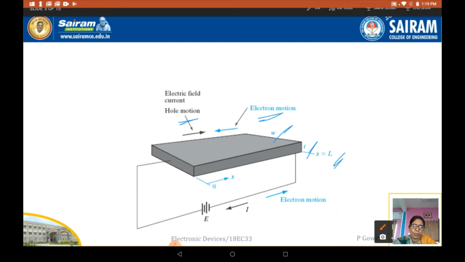So what about the holes? The holes will move in the direction of the applied electric field. So what is resistivity? If R is the resistance and rho is the resistivity of the material, then R is equal to rho into L by A, where L is the length of the bar and A is the cross-sectional area of the bar.